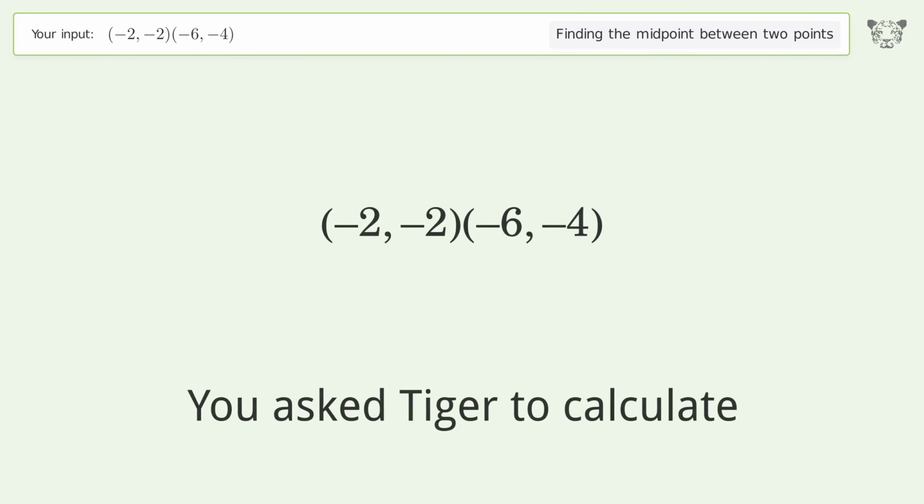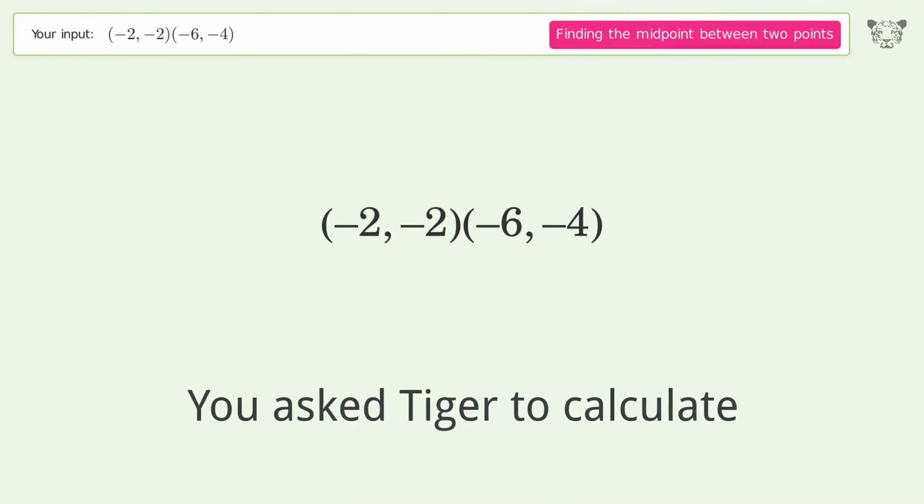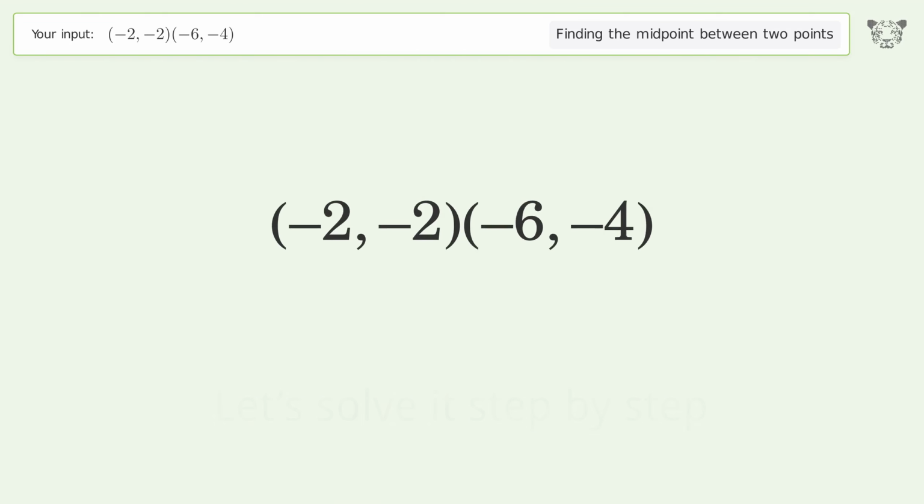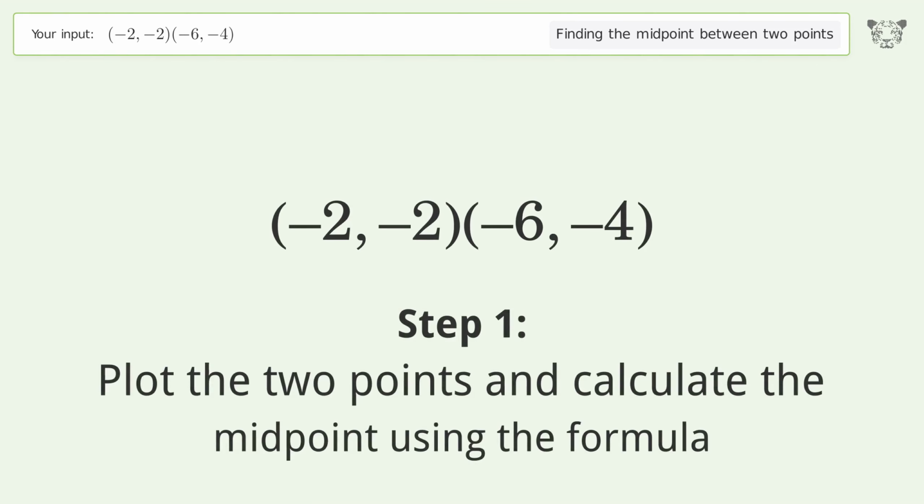You ask Tiger to calculate. This deals with finding the midpoint between 2 points. The midpoint between the 2 points is -4, -3. Let's solve it step by step. Plot the 2 points and calculate the midpoint using the formula.